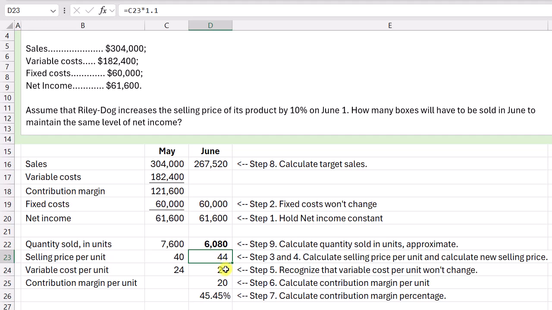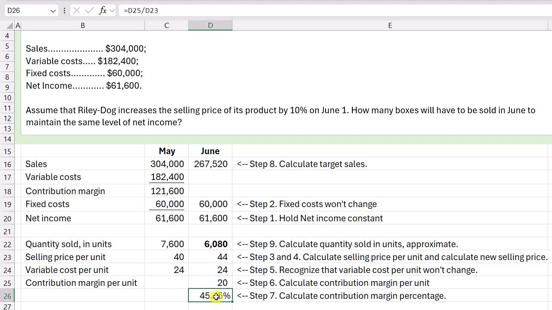Okay, now recognize variable cost won't change. We're only changing the selling price. We've already calculated the variable cost. We did need to know that. We want to hold that constant because we need to know the contribution margin per unit, which we simply take selling price less variable cost. Now that we know the contribution margin per unit, we can calculate the contribution margin percentage, which is simply the contribution margin per unit divided by the selling price per unit.